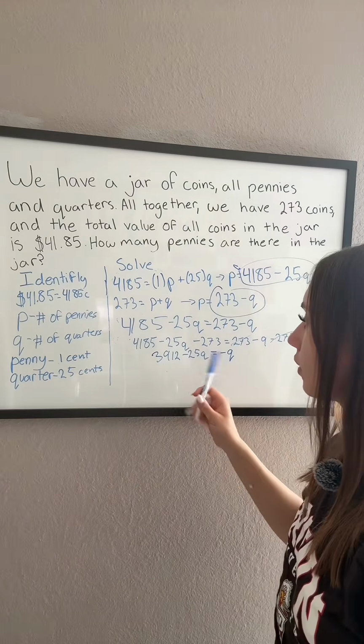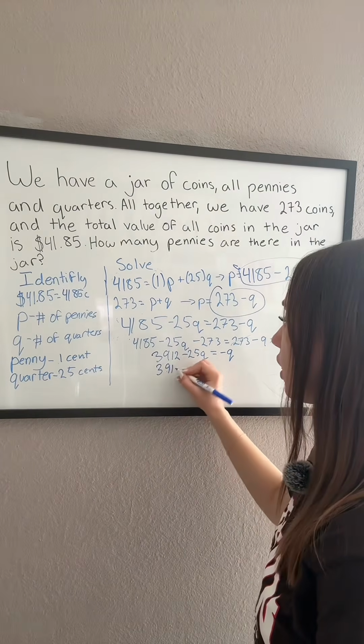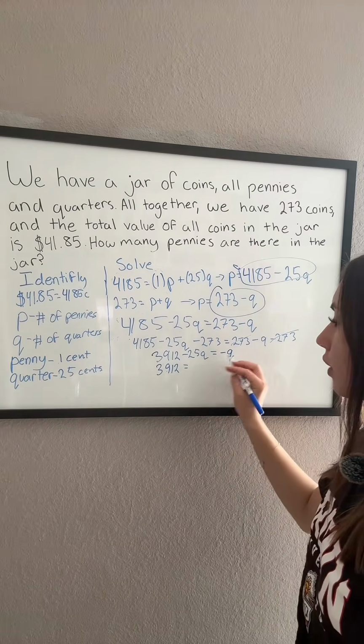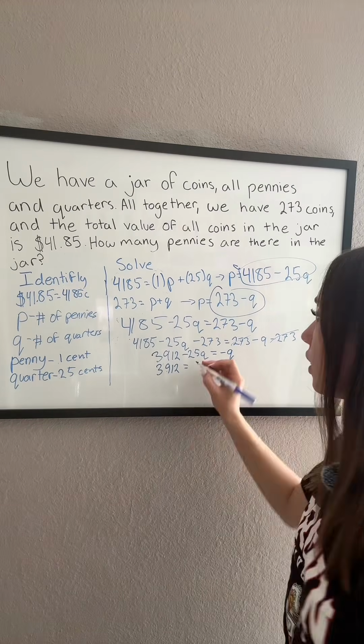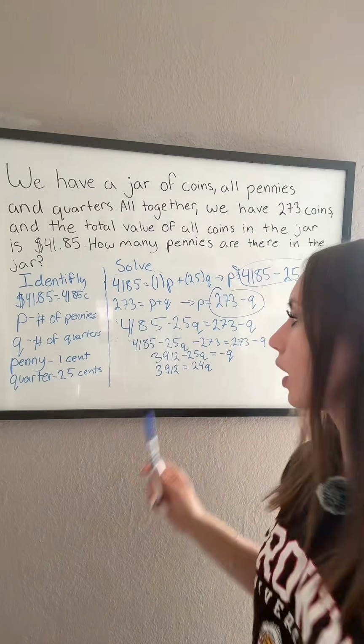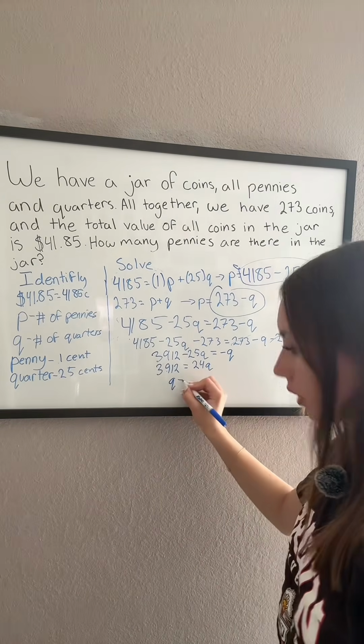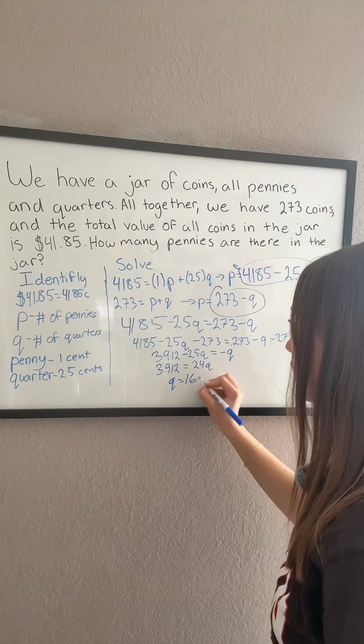Next, we want to add 25q to both sides, and we get 3,912 is equal to negative q plus 25q, which is equal to 24q. Next, we want to divide 3,912 by 24, and we get that q is equal to 163.